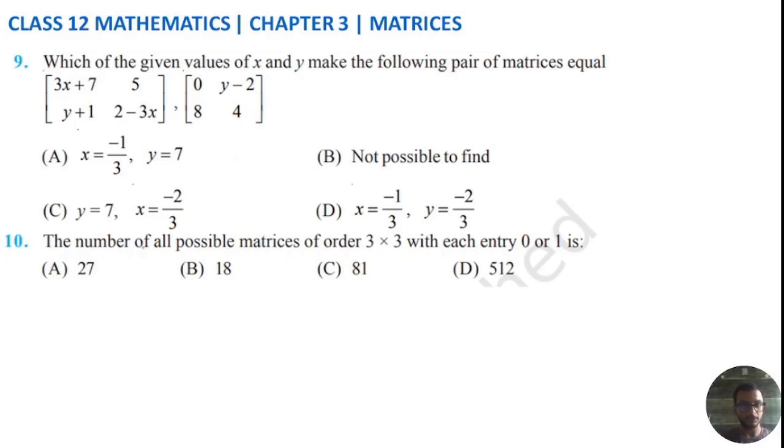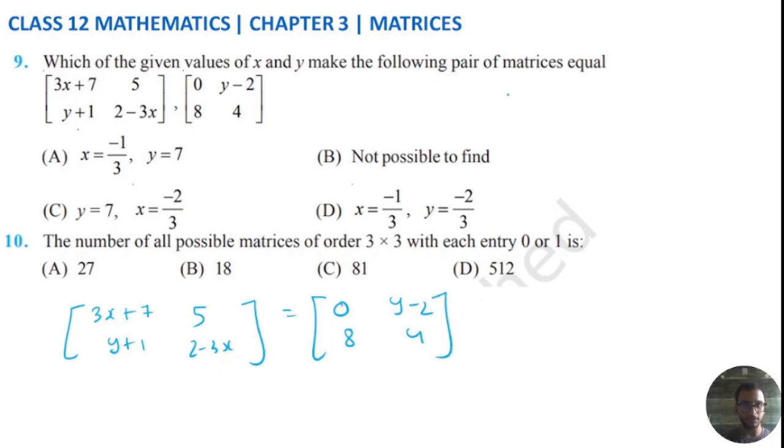So let's do it. What it's saying is, what will be the x comma y for which the two matrices are equal? Is there any possible x comma y? I am not saying that it will be possible. They are asking, is there any possible x comma y for which the two matrices will be equal? So suppose we assume that they are equal, that is, the matrix 3x plus 7, 5, y plus 1, 2 minus 3x equals the matrix 0, y minus 2, 8 and 4. Suppose it is equal, then what will we get?